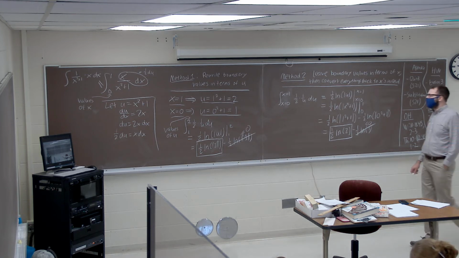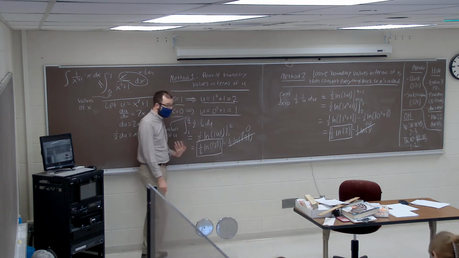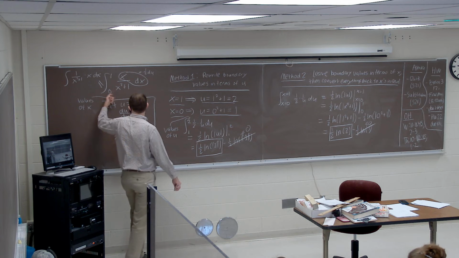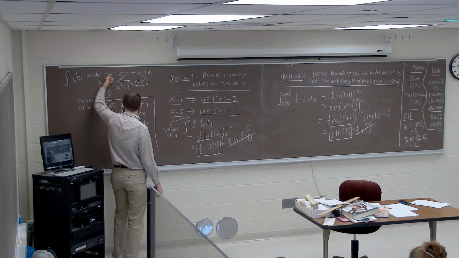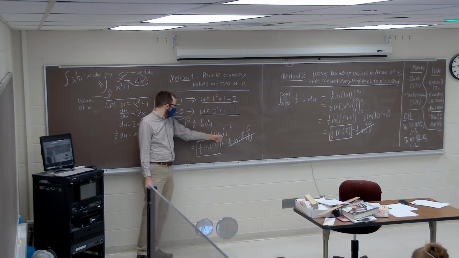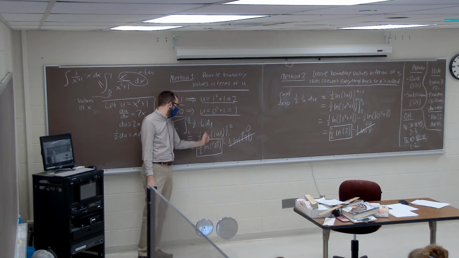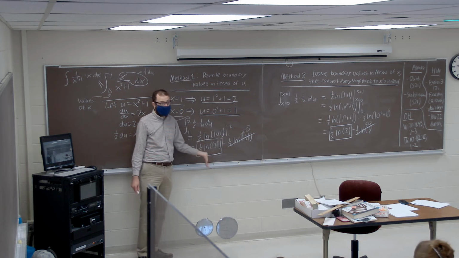So the key difference here is that in the first method, we rewrite everything in terms of u, including our boundary values. 0 and 1, which are x values, get converted to u values. And then when we get to this step, since our boundary values are already in terms of u, we can just plug them into the u expression to end up with 1/2 natural log of 2.